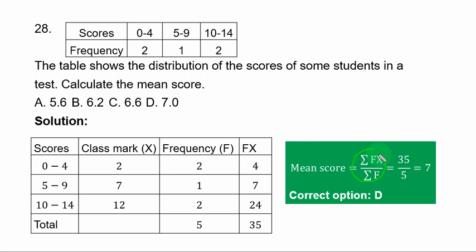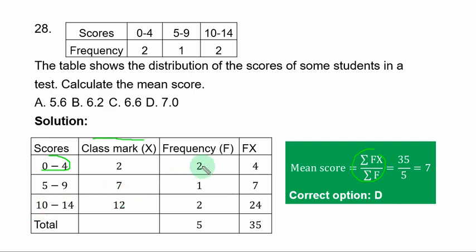We cannot get x directly, but we get x from the scores in the interval by using the class mark or midpoint. For the class mark, you add the lower and upper limit and divide by 2. 0 plus 4 is 4. Divide by 2, you get 2. 5 plus 9 is 14. Divide by 2, you have 7. 10 plus 14 is 24. Divide by 2, you have 12. So this is how we get x from grouped data.